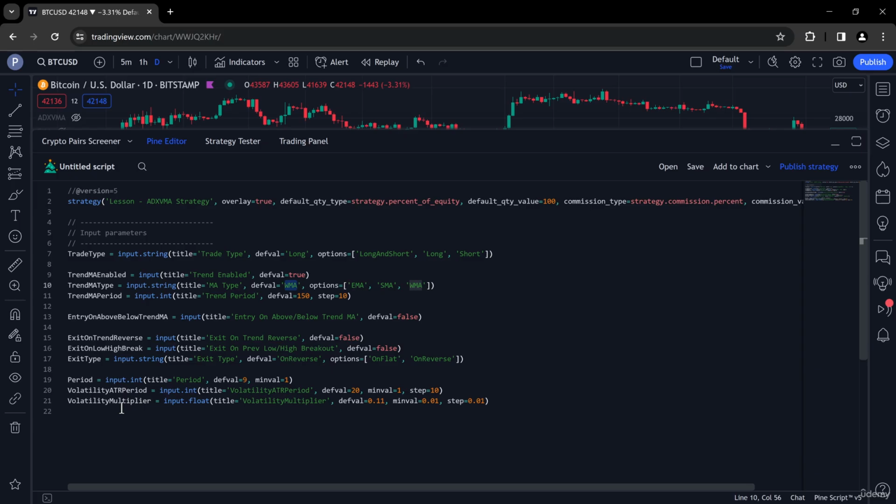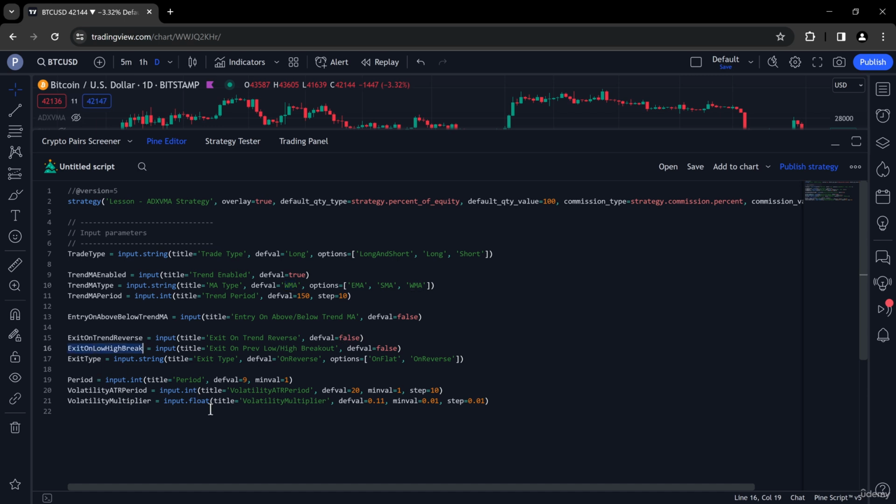Next, three parameters are related to exit. So we can have different types of exits in this strategy. It could exit when the trend is reversed. It means that the trend was bullish when we entered the position, and when the trend becomes bearish, we exit. This parameter is also optional, meaning it can be switched on or off.